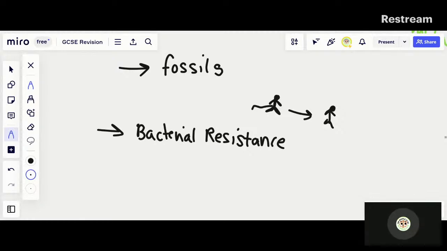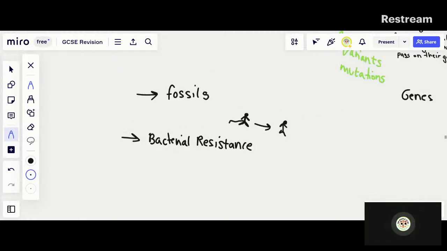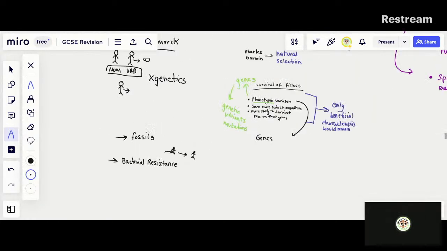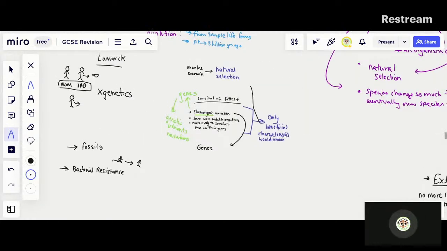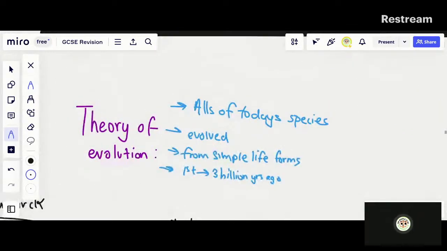And remember, the theory of evolution states that today's species evolve from simple life forms in order to become more complex in order to increase their survival advantage.